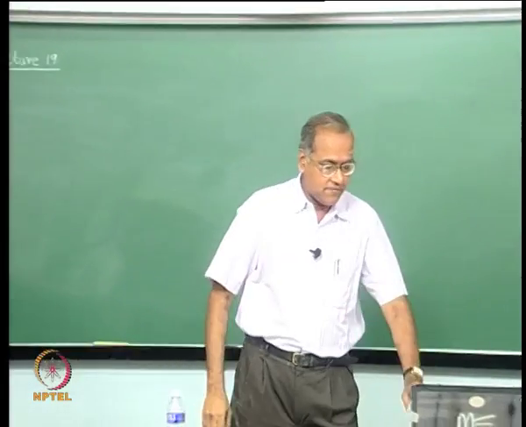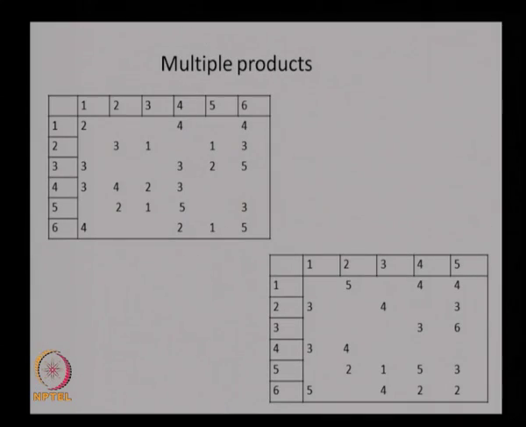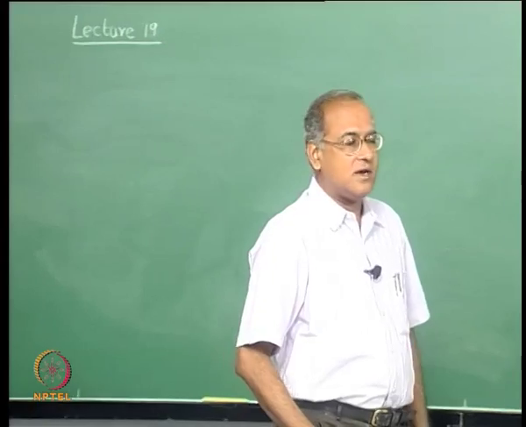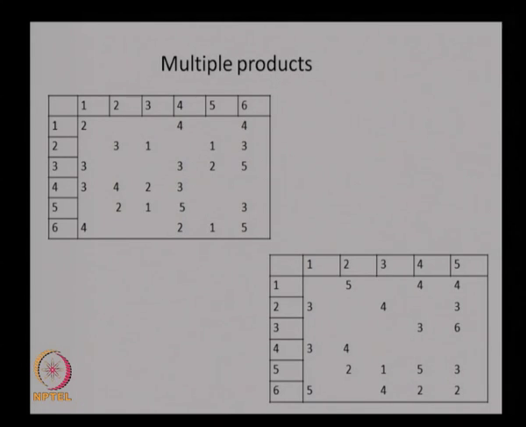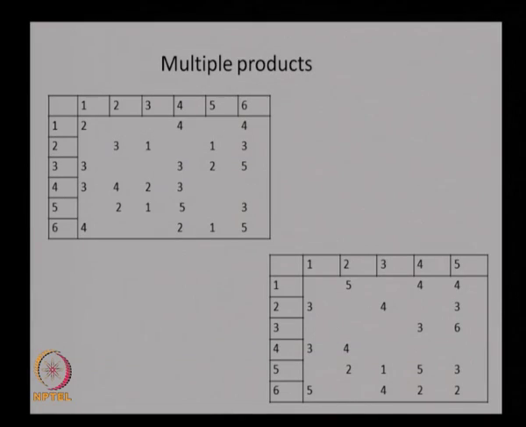Now, the next model that we will see is when we have multiple products. So far we have seen that the cell makes only one product. Now, what happens when the cell makes more than one product? So, we choose or use these 2 matrices to represent multiple products. So, from this we can say that there are 2 products, first product has 6 operations, second product has 5 operations, the cycle times are given there.